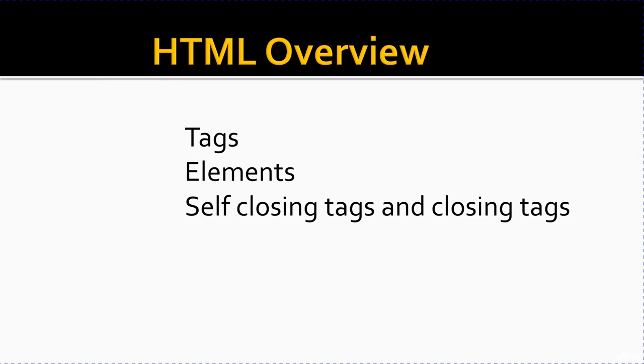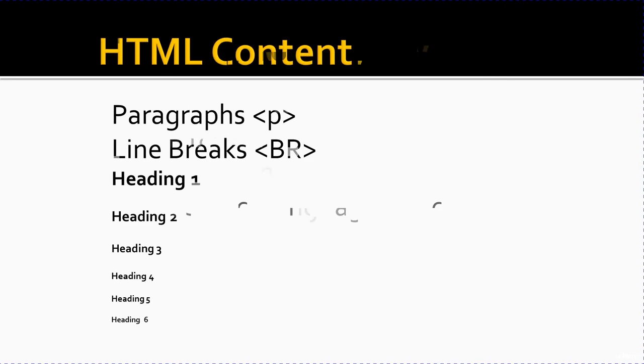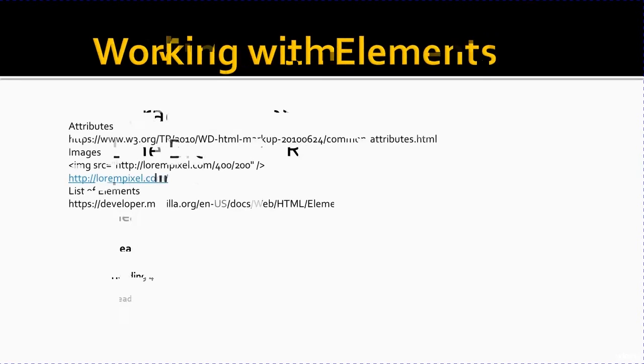Then we're going to look at what tags are, what elements are, self-closing tags, and so on. We're going to go through in more detail what all of these tags are and how to use them within your code. We're also going to be looking at how to create content with typical elements on your HTML page. So we're going to look at paragraphs, headings, line breaks, and so on. These are some of the more commonly used ones.